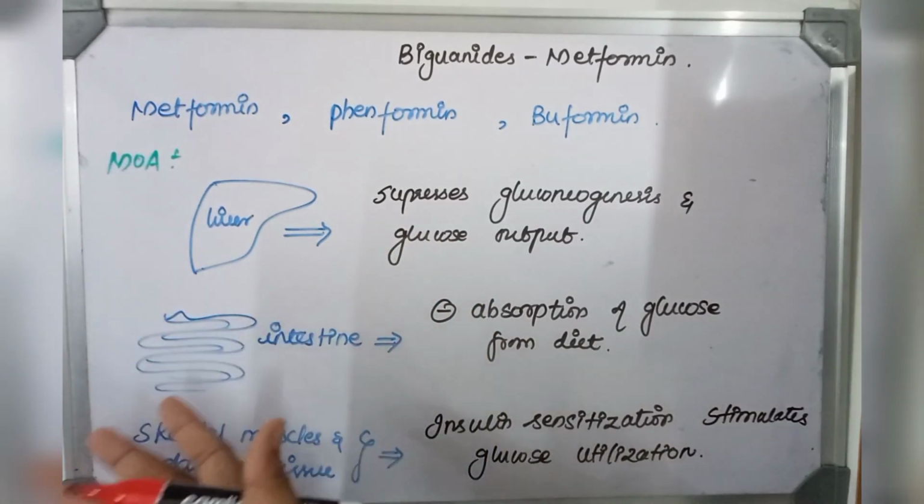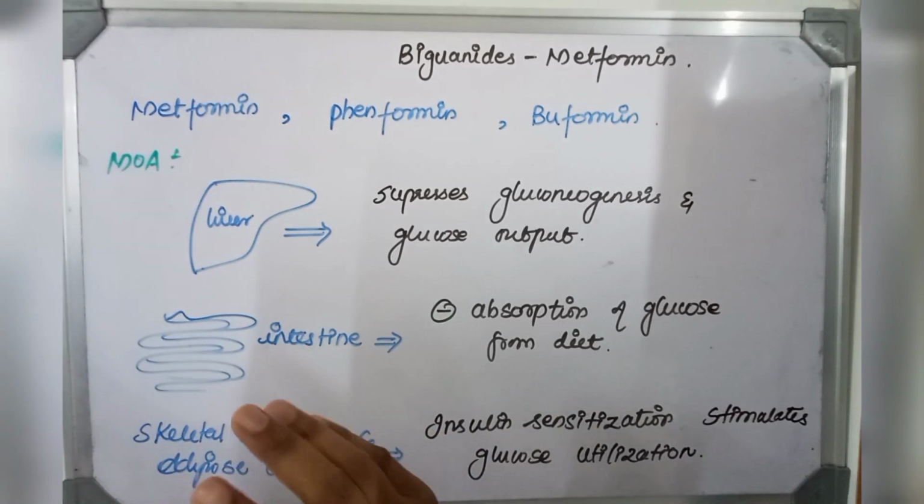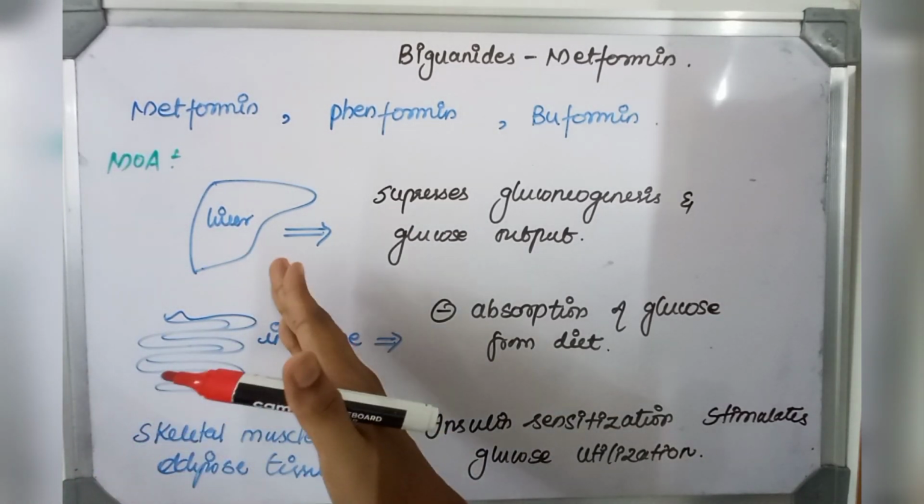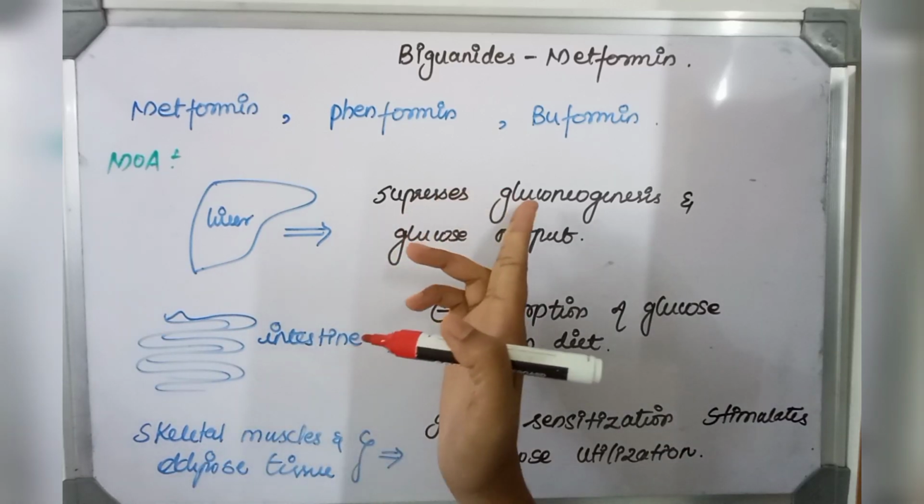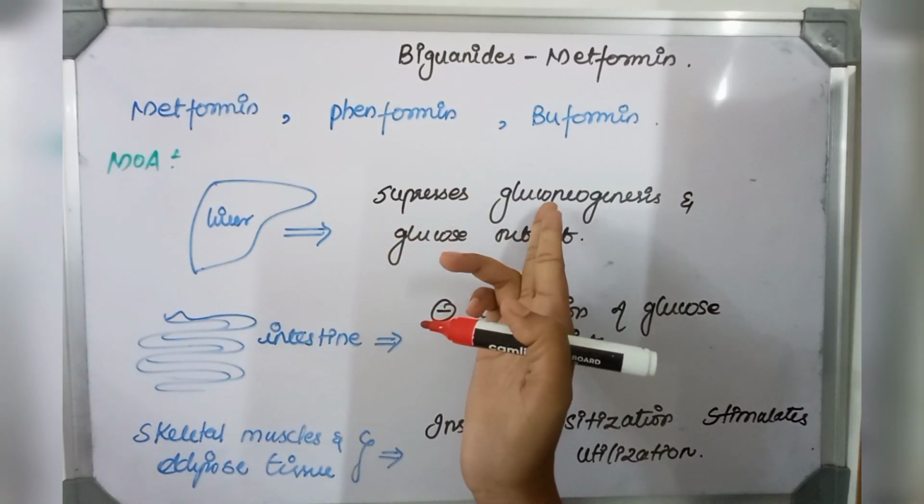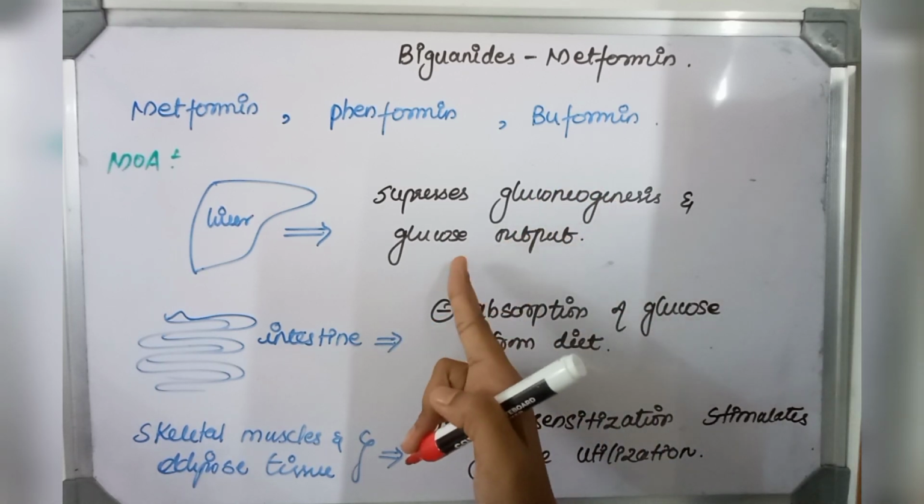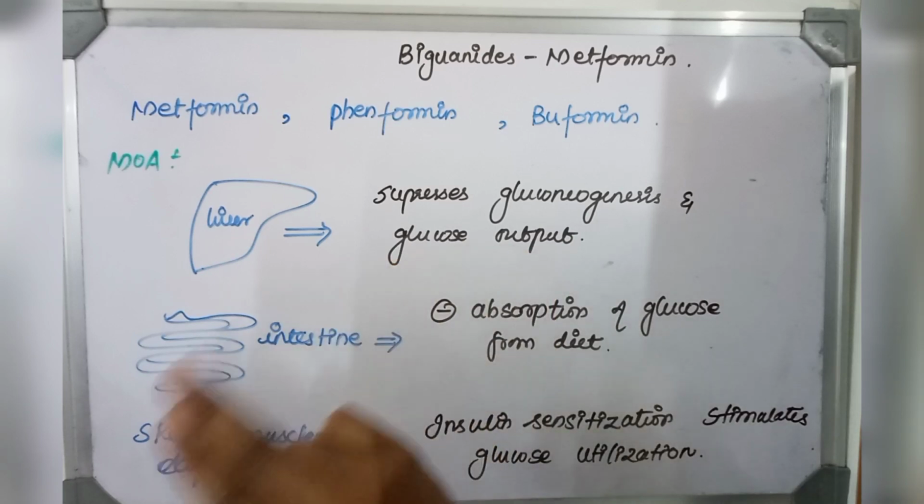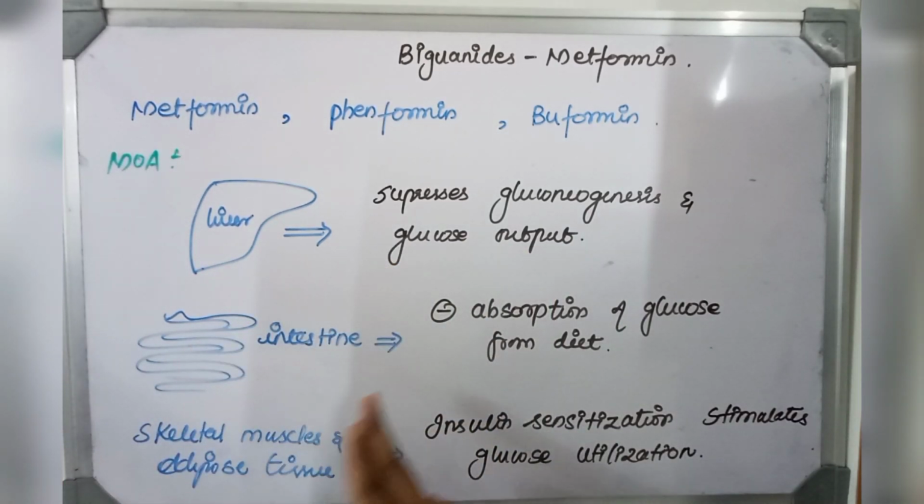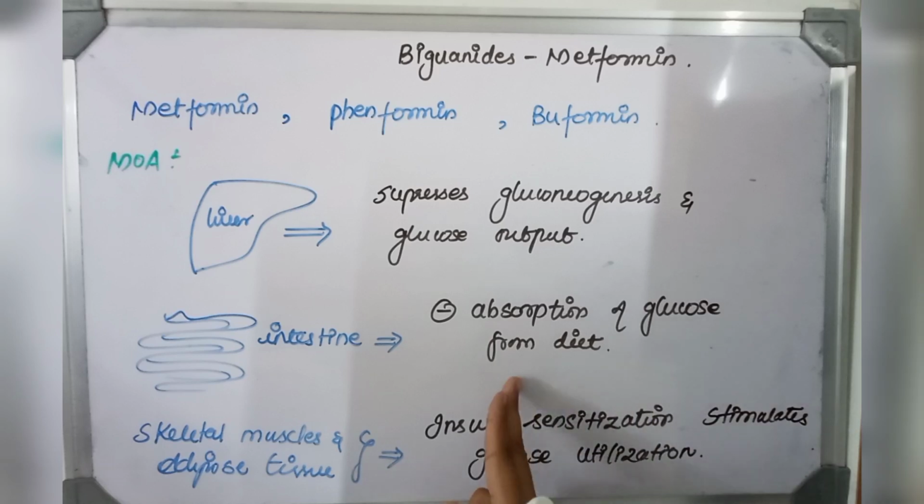So what is the mechanism of action of metformin? It acts on the liver by suppressing gluconeogenesis, that is glucose production from non-carbohydrate sources, and it inhibits glucose output from the liver. It acts on the intestine by inhibiting the absorption of glucose from the diet. It also acts on skeletal muscles and adipose tissues, sensitizing these cells towards insulin and stimulating glucose utilization, and thus lowers blood glucose levels.